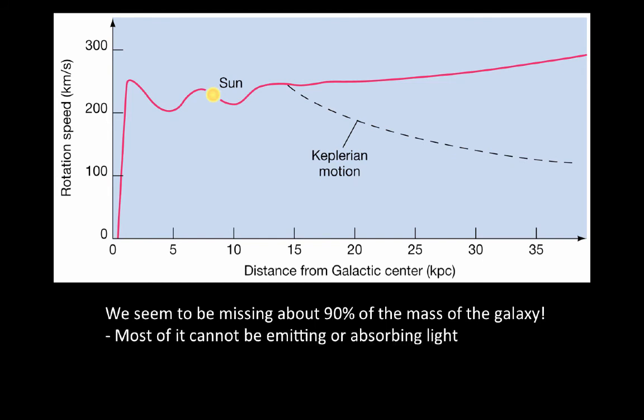The vast majority of it cannot interact with light. It cannot be emitting or absorbing light, or we would detect it. And since it doesn't interact with light, astronomers have named this stuff dark matter. We'll come back to dark matter in the final 2 weeks of this class.